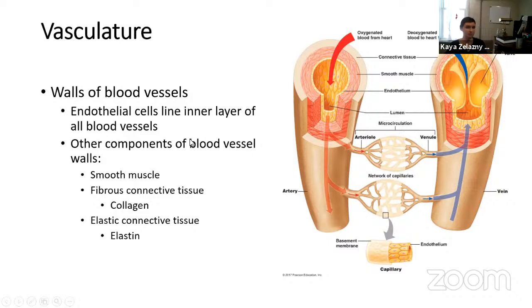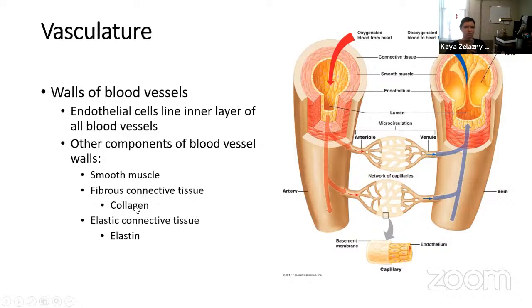Other components we're going to see variably, depending on what blood vessel we're talking about, is smooth muscle. I know we touched on smooth muscle really briefly in A&P1. We'll think about it a little more critically now that we're in A&P2. It's going to be an important component of our blood vessels. So we can see some smooth muscle of varying thicknesses. We're also going to see connective tissue. Some of it's going to be fibrous and some of it's going to be elastic. Fibrous connective tissue that gives structure is something called collagen. We'll also see elastic connective tissue, largely made up of something called elastin.